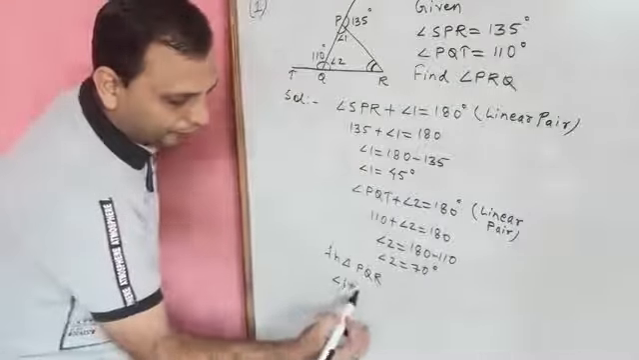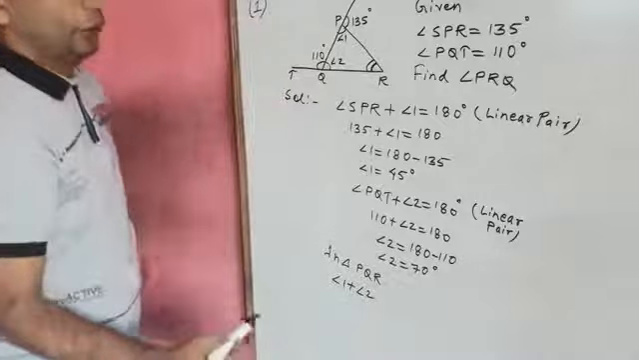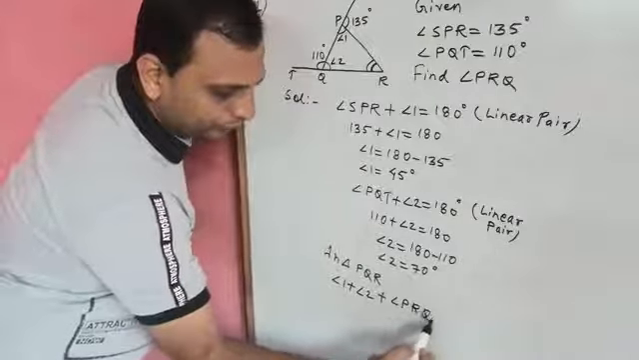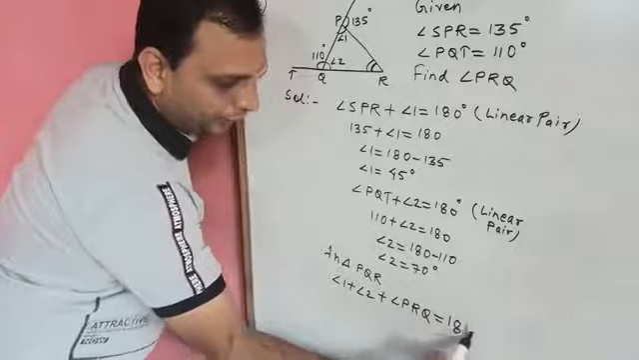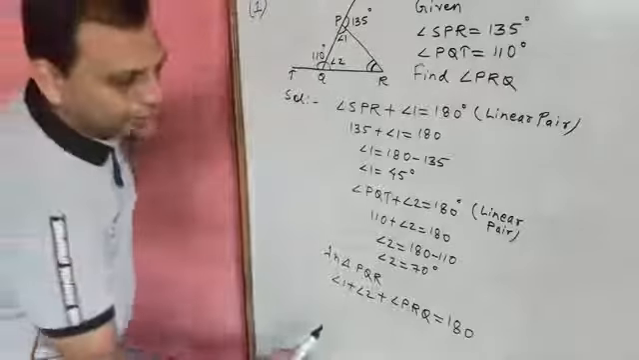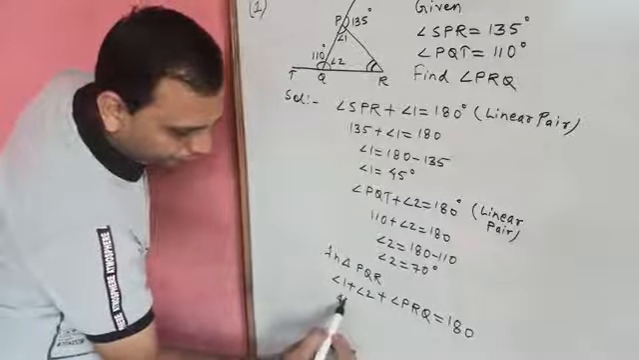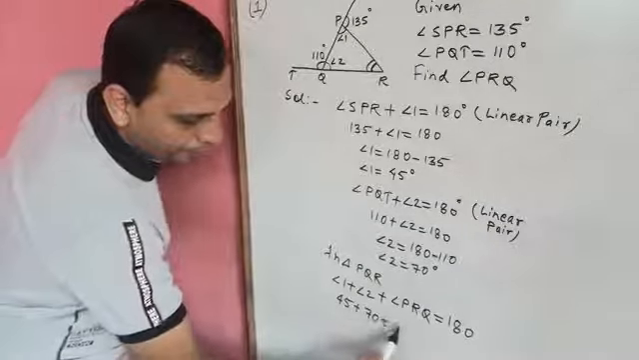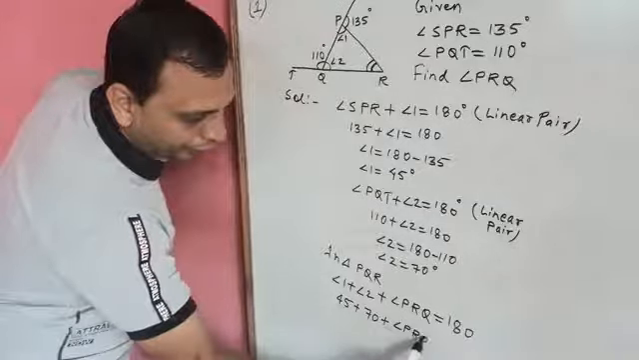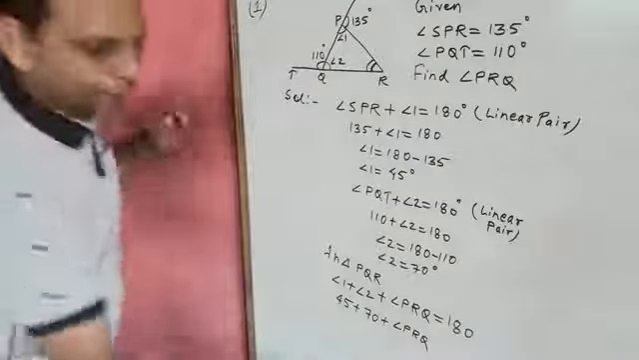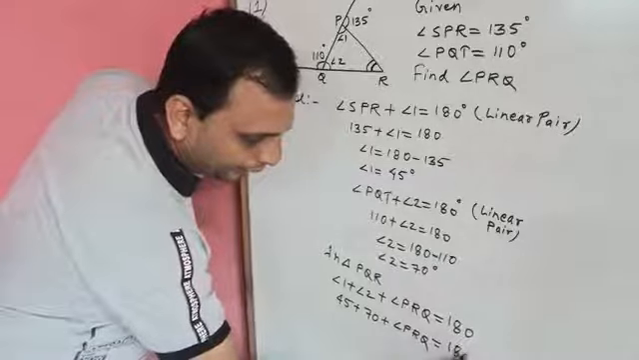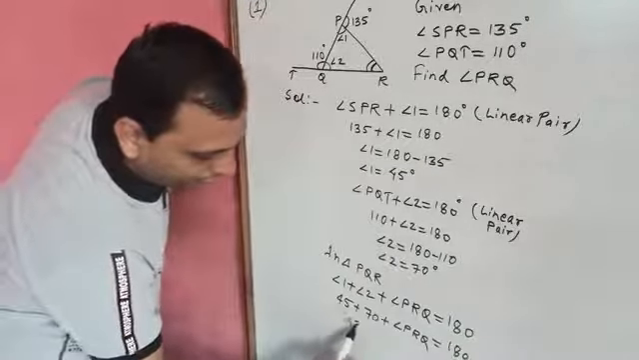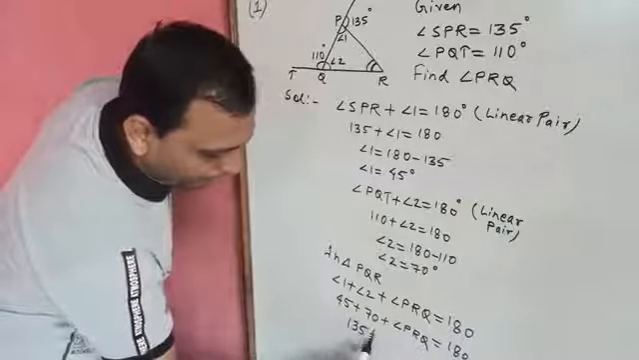In triangle PQR, angle 1 plus angle 2 plus angle PRQ is equal to 180 degrees. Angle 1 is 45, angle 2 is 70, and angle PRQ we have to find. So 70 plus 45 is 115.